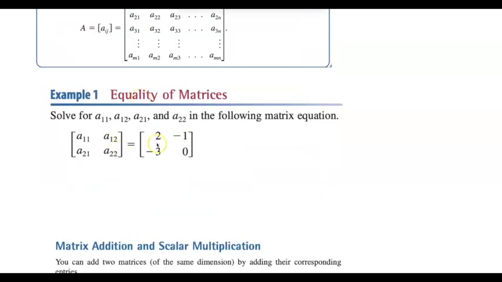Equality of matrices. If two matrices are equal, that means that all the elements are equal. A11 would be 2. A12 would be -1. A21, -3. And A22, 0. If two matrices are equal, all the corresponding parts are equal.